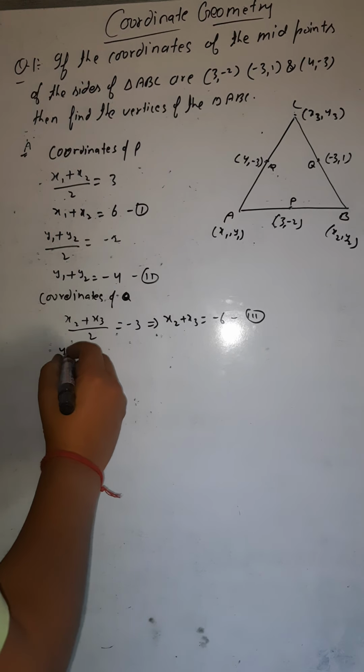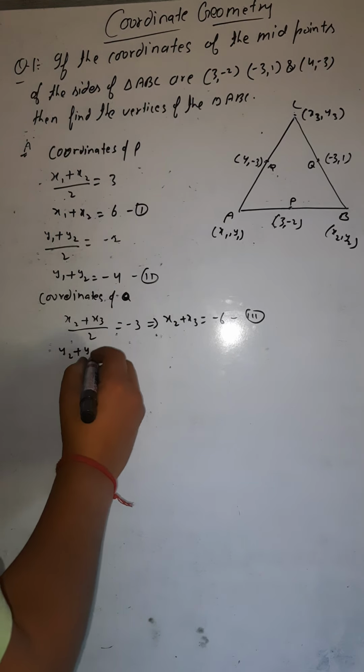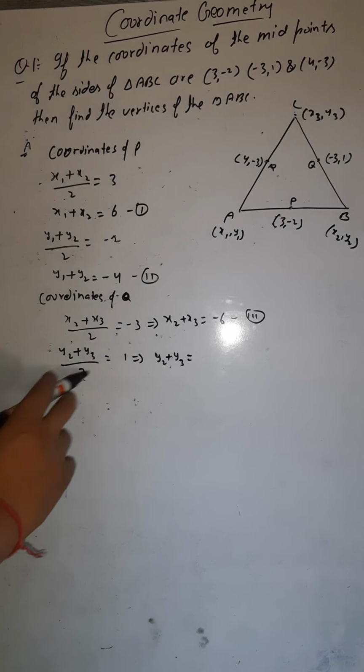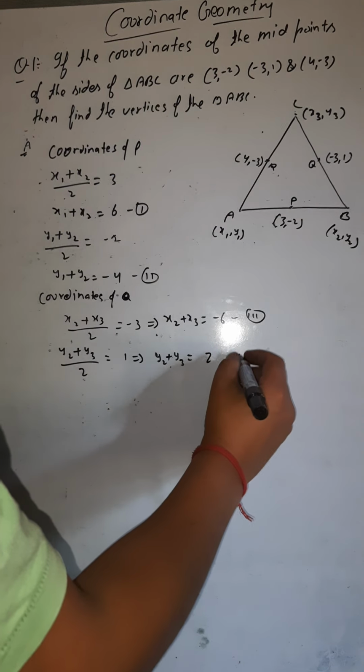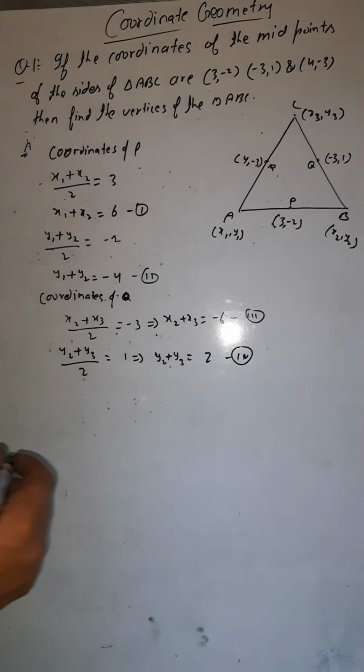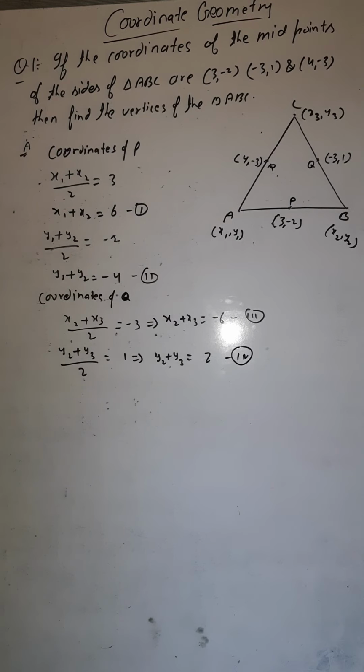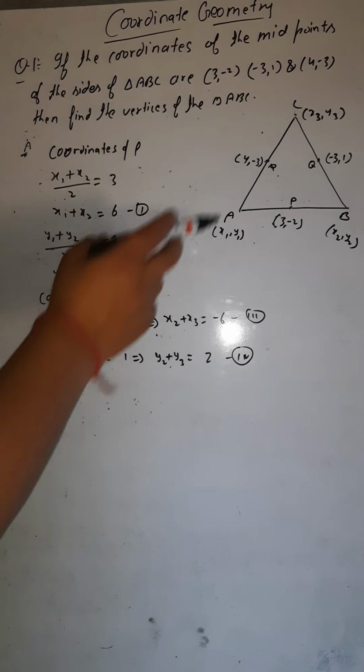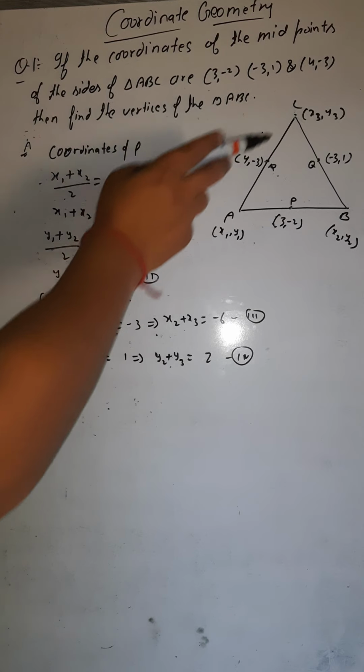Similarly, we have (y2 + y3)/2 = 1. It implies y2 + y3 = 2. So this would be equation number 4. So this is how we have four equations now. Now two more equations we'll get from the third one.